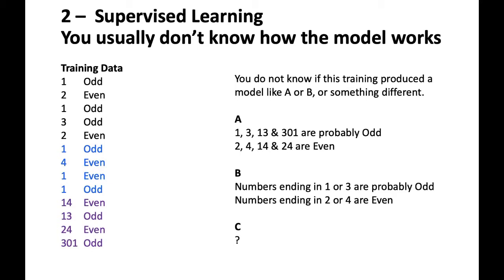Now, this brings us to the second point about supervised learning. You usually don't know how the model works, because with this particular set of data, it could have generated a model like A, it could have generated a model like B, or it may have made some combination. So it may have said, well, if you've got data that matches A, use that, but if you haven't, use the rule implied by B. And as we will see in some later cases, not knowing how the model works is important.